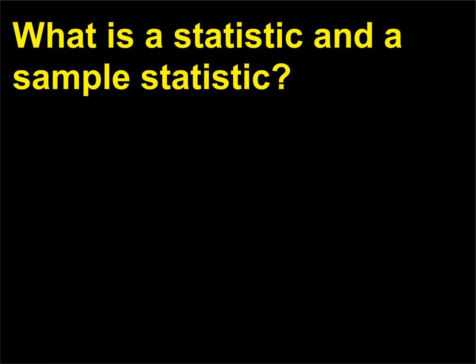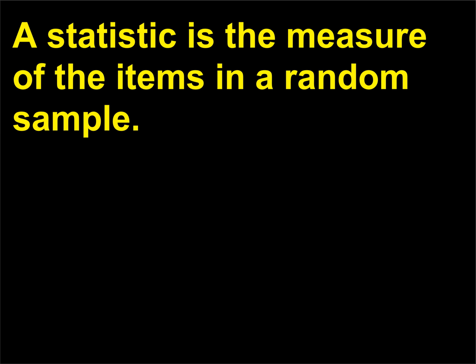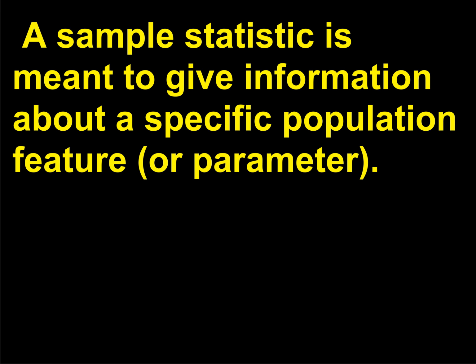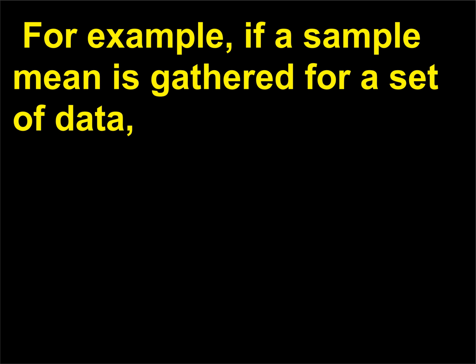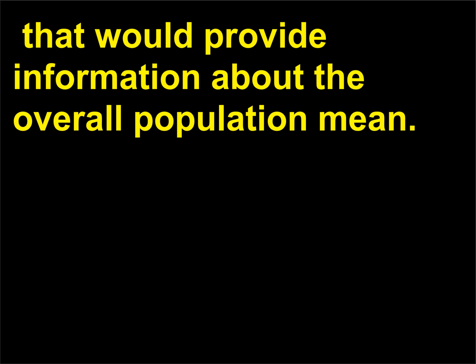What is a statistic and a sample statistic? A statistic is the measure of the items in a random sample. A sample statistic is meant to give information about a specific population feature, or parameter. For example, if a sample mean is gathered for a set of data, that would provide information about the overall population mean.